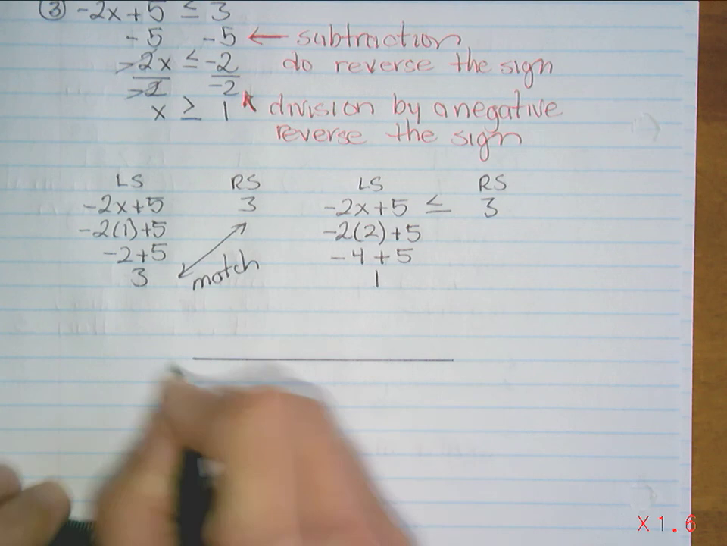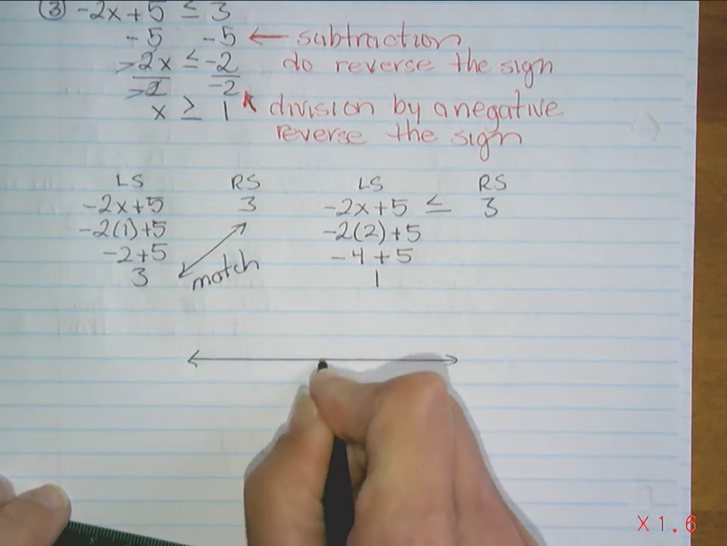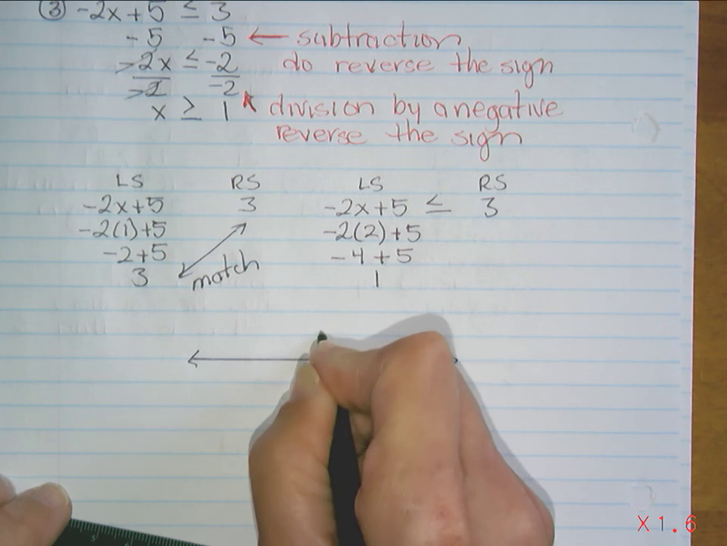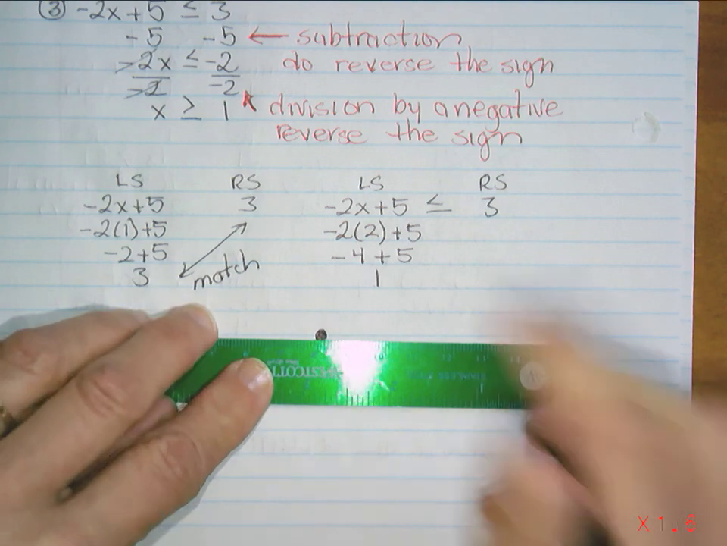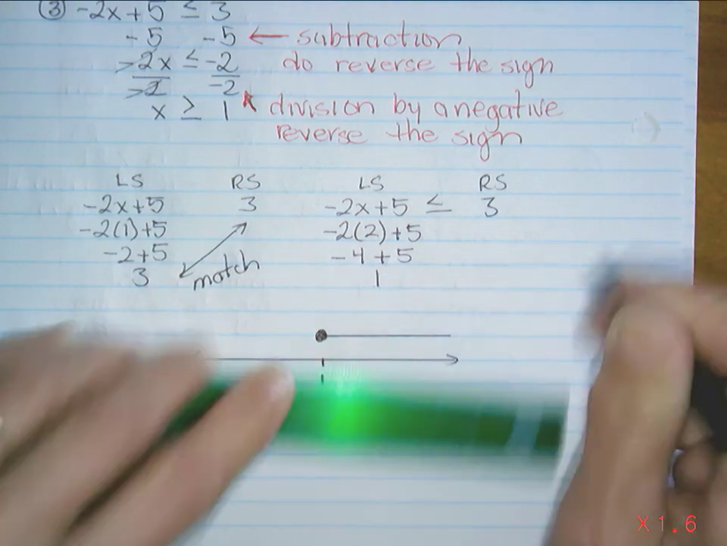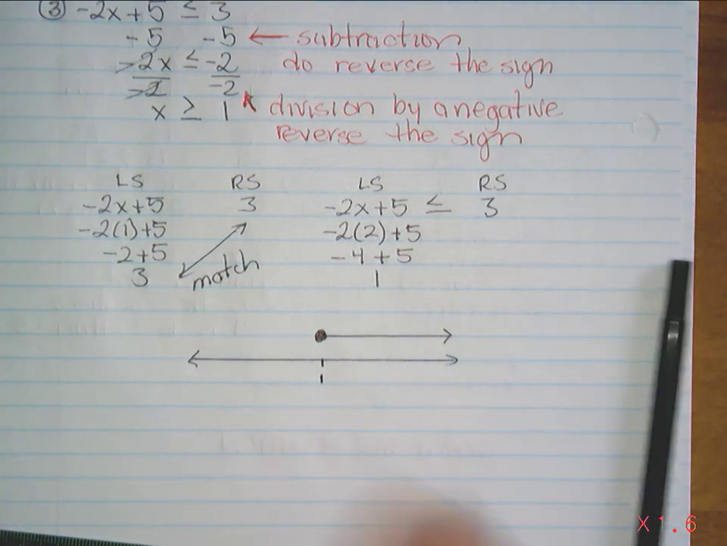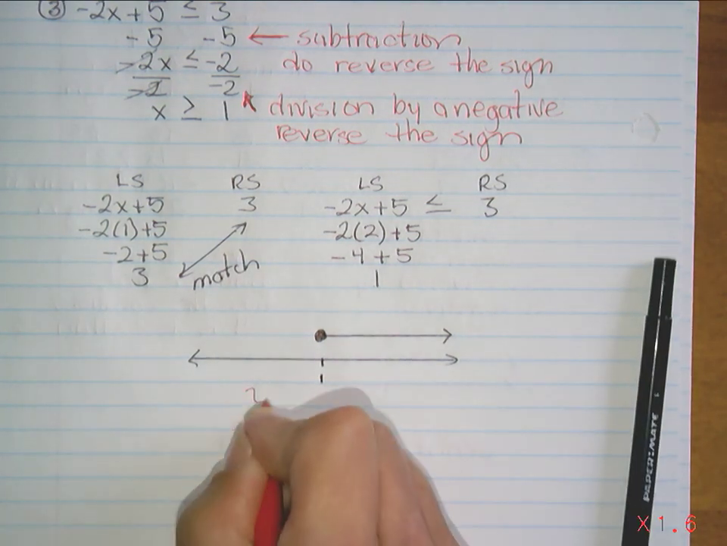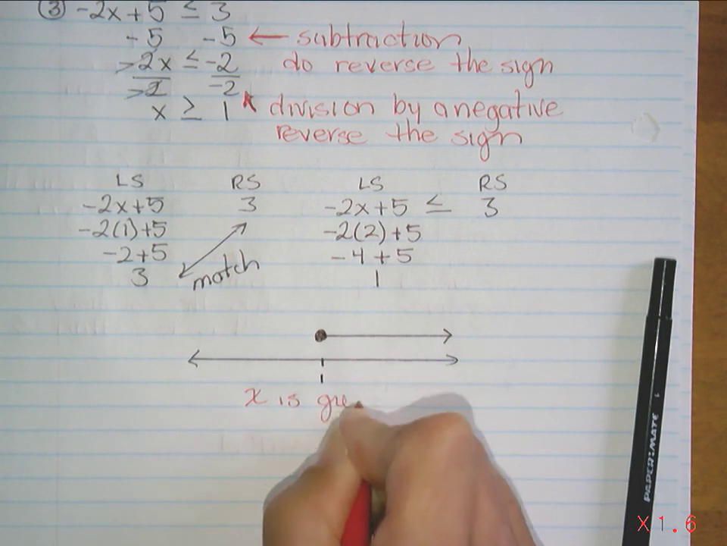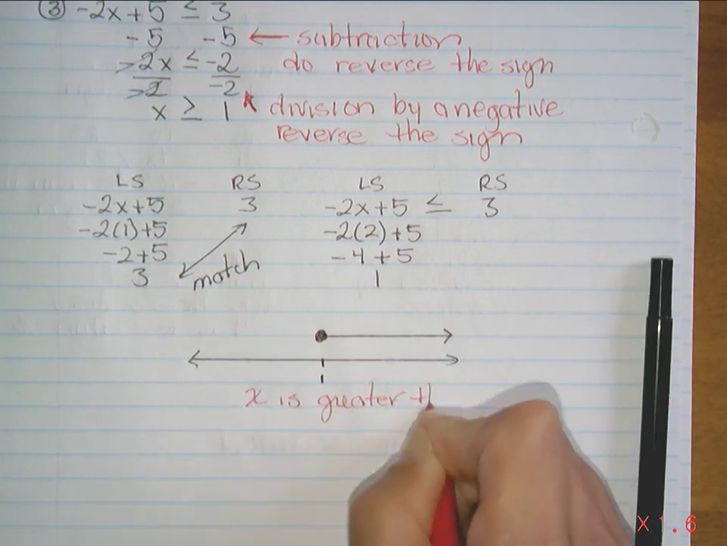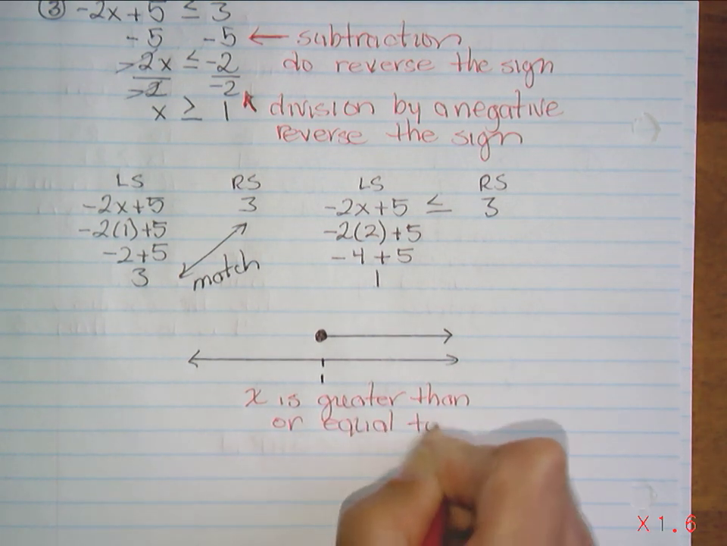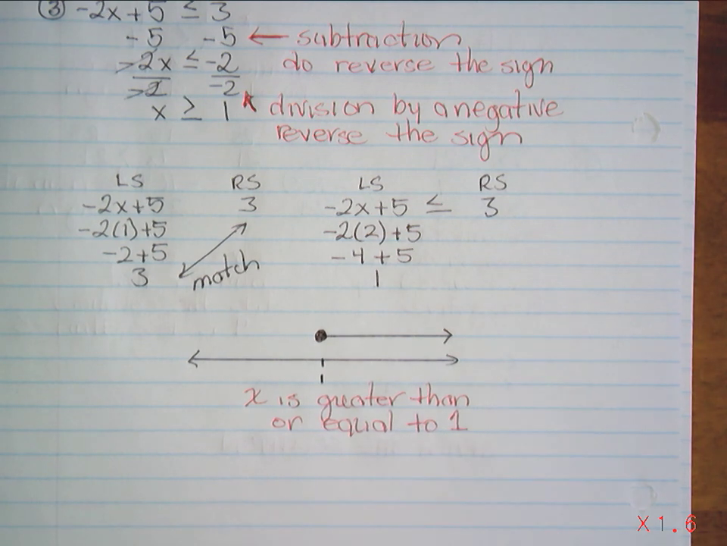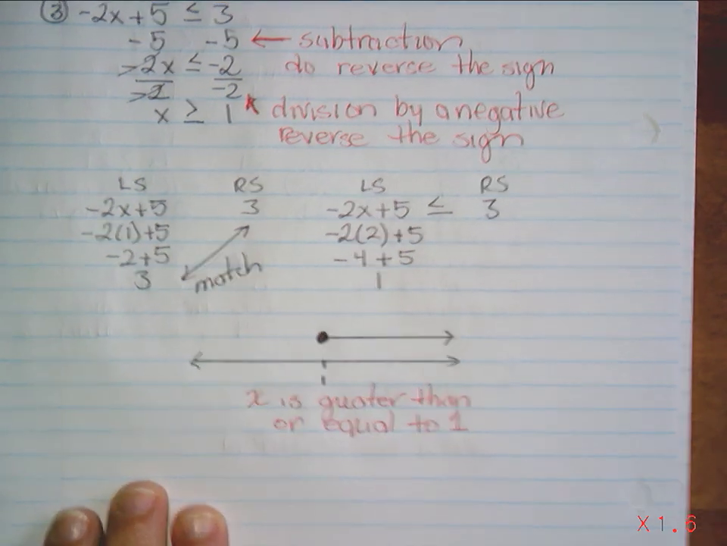With a ruler, and you're graphing the solution, so you've got a 1, and it's a closed circle because x is greater than or equal to 1, because you're graphing the solution. And that was that.